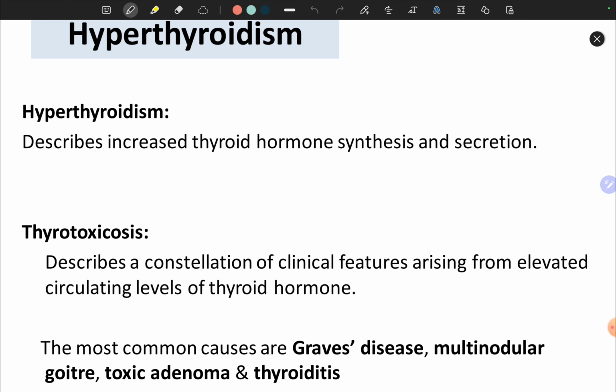Okay? In cases of toxic adenoma, the same. We have a single nodule that secretes hormone without need. It doesn't follow the normal feedback mechanism we have.